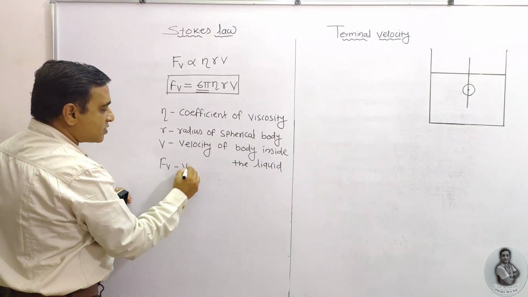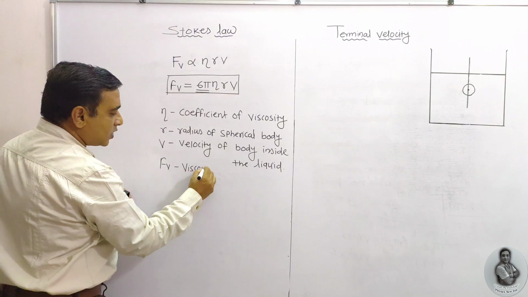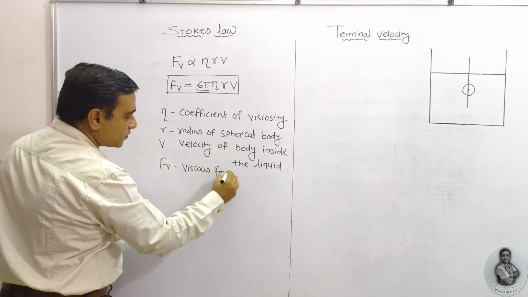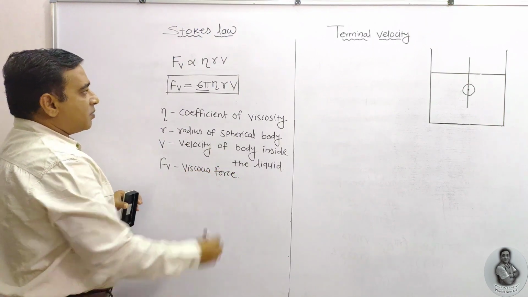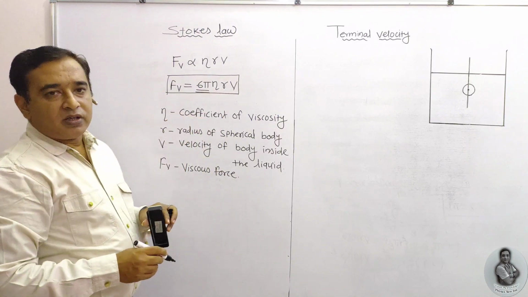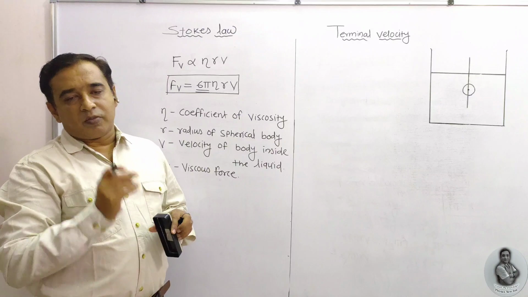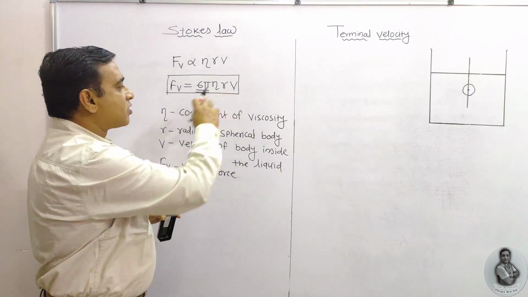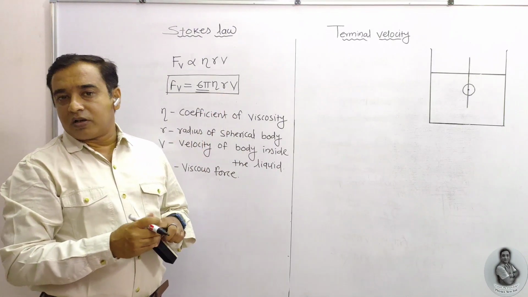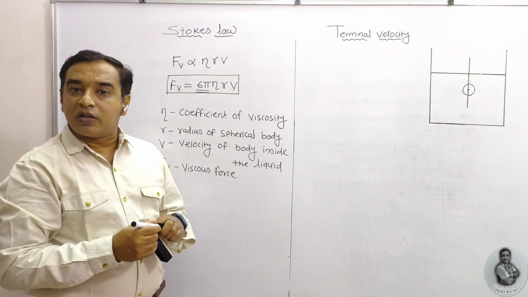Fv means viscous force. It depends upon the viscosity of the liquid, the radius of the spherical body which is passing through the liquid, and v is the velocity of that spherical body when it passes through that liquid.